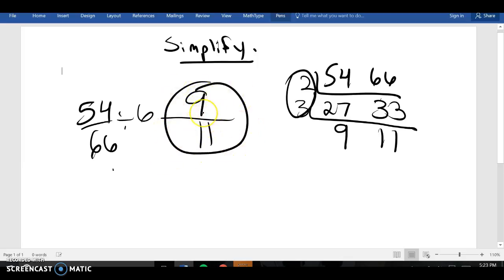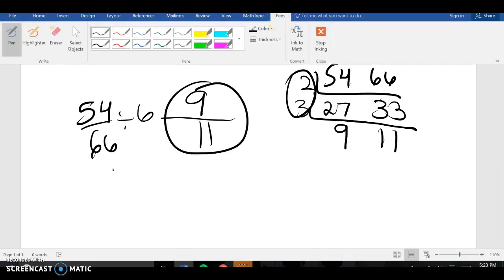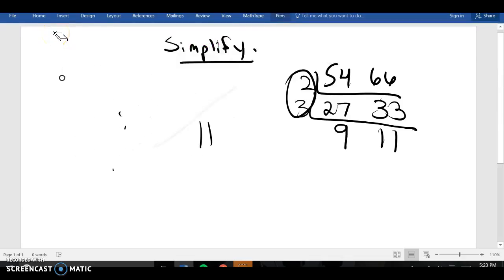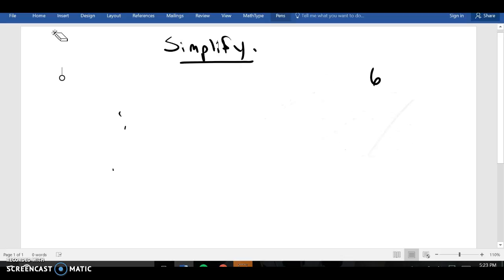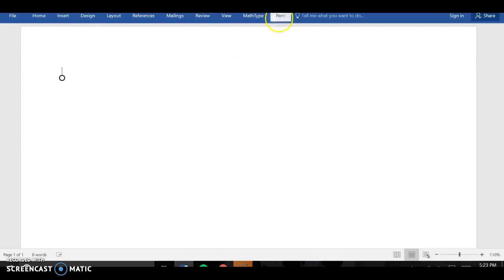is our answer, because 9 has the factors of 1, 3, and 9, and 11 is just 1 and 11, so we know we're done. Okay, they don't have anything else in common. So, that's simplifying. Now let's talk about turning, because I want to keep these short, so you're not sitting here listening to my voice for hours and hours at a time.